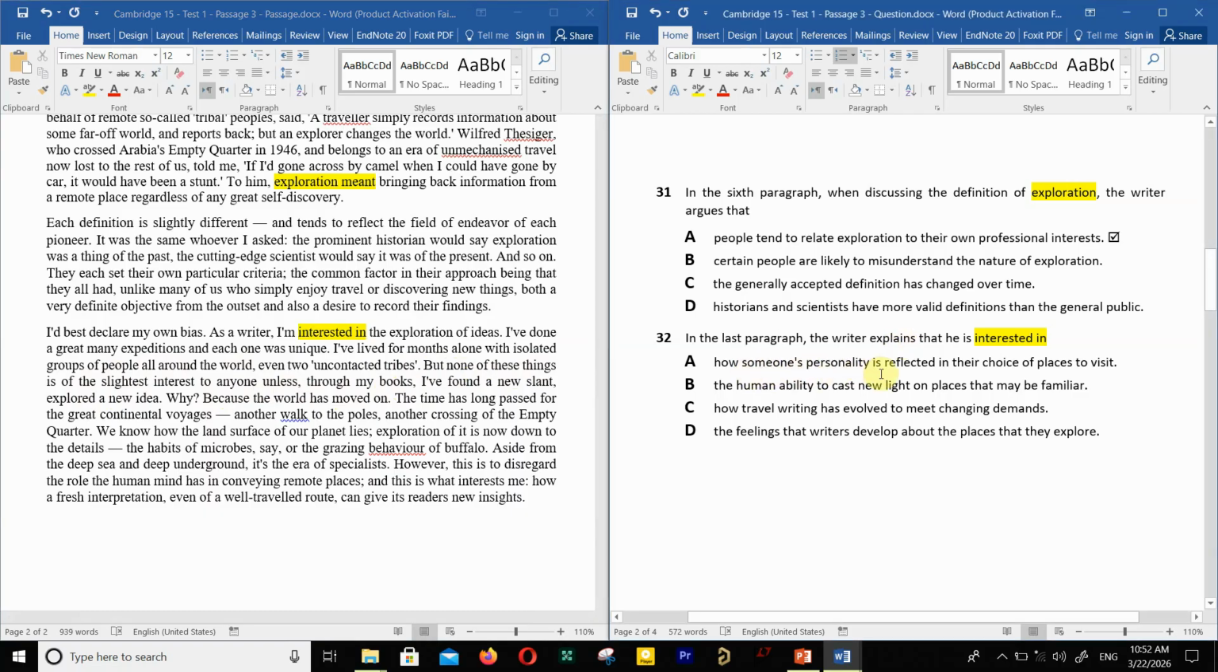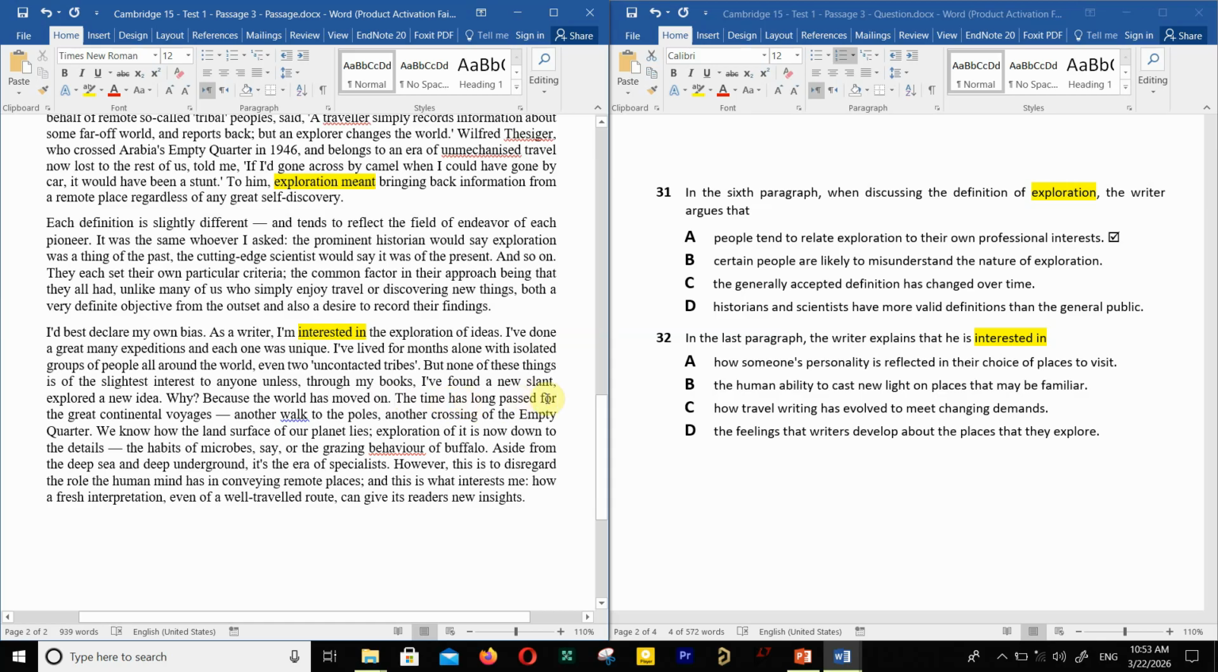So, how someone's personality is reflected in their choice of places to visit? No, I don't think so. The human ability to cast new light on places that may be familiar. Maybe it could be how travel writing has evolved to meet changing demands, the feelings that writers develop about the places that they explore. So we should move on. To my books, I found a new land, explored a new idea. This is about new places, capitalizing on the places that are familiar. Why? Because the world has moved on.